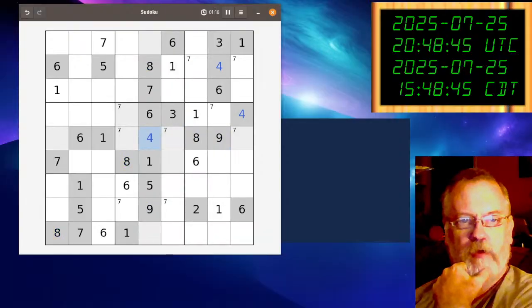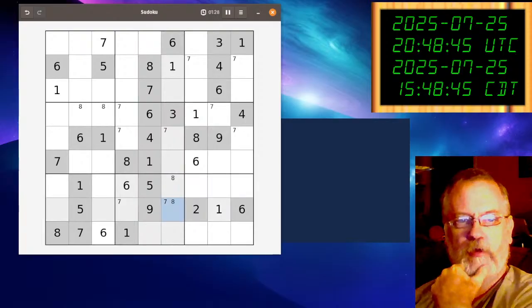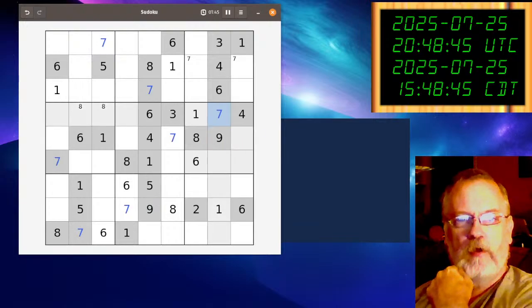We'll get it all. Alright, one of these two is going to be 8. Got 2 possibilities for an 8 here. And since I've got an 8 here, and no way I can put an 8 there, that's going to be 8. This becomes a 7. And that solves the situation I didn't much like. And that changes this to 3 possibilities for 7.